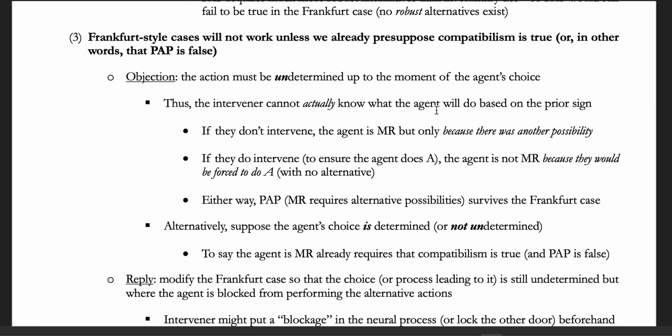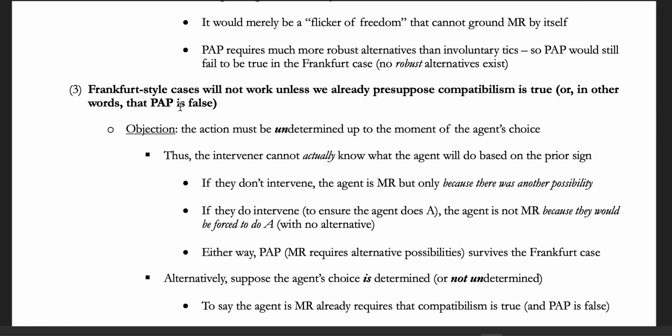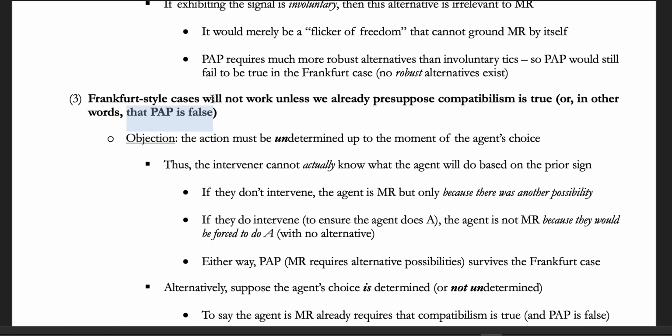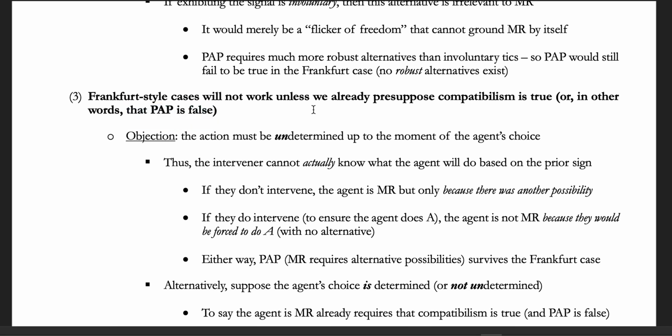So the Frankfurt case, this objection says, doesn't work unless we already presuppose that compatibilism is true. In other words, unless we already presuppose that PAP is false. But it's supposed to show us that PAP is false. The Frankfurt case is supposed to be evidence that PAP is false. It can't presuppose it from the beginning. It's supposed to be evidence that compatibilism is true, that you can be free and responsible even though determinism is true, even though you couldn't do otherwise. It's supposed to lead us there. But this objection says it doesn't lead us there. It starts there. It already presupposes that before it gets off the ground.